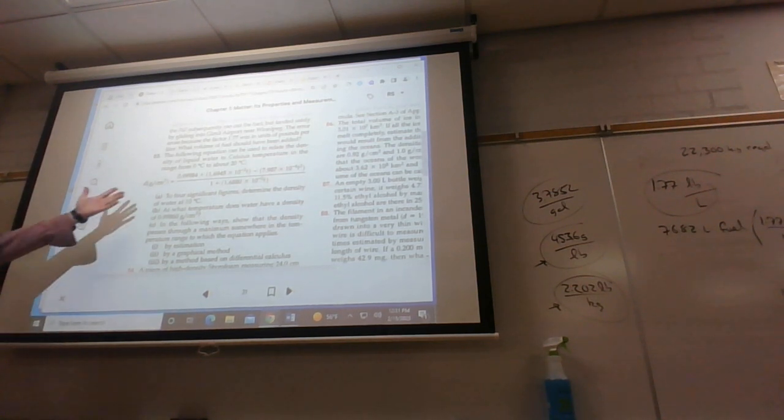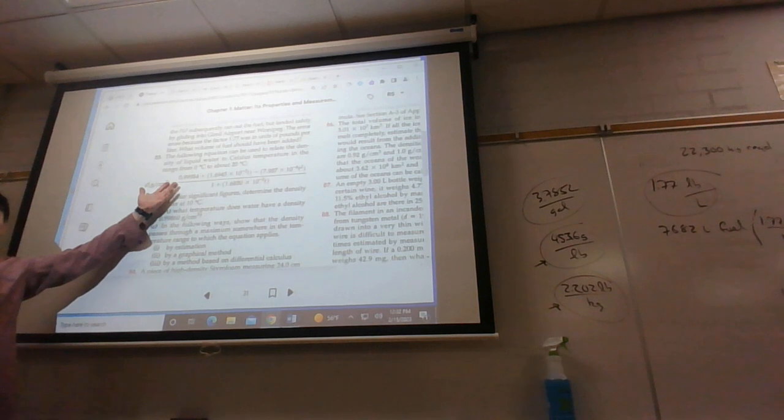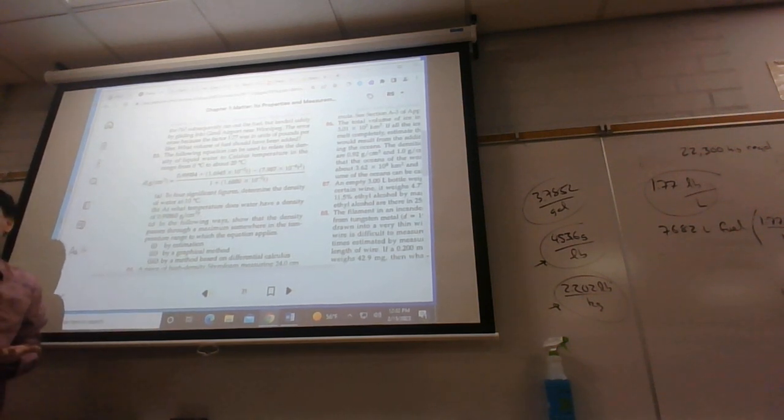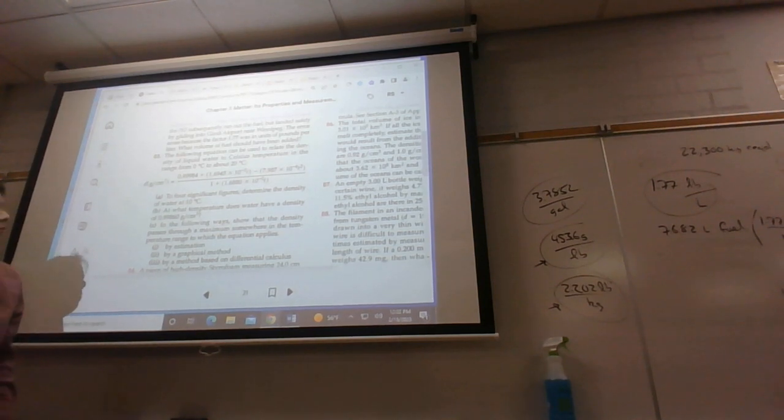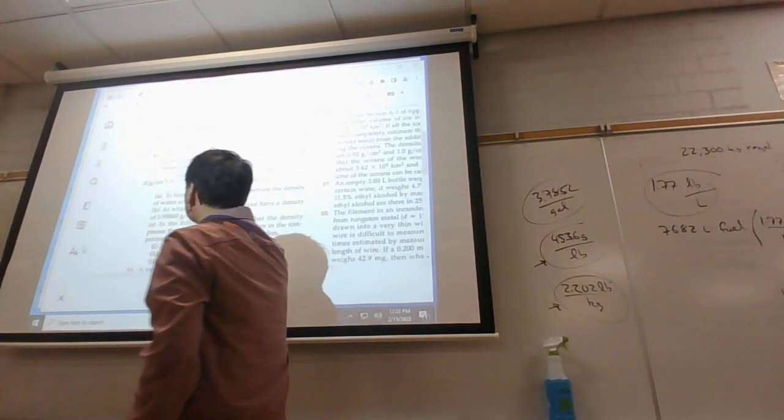So where did this equation come from? Theory? No, it came from observation. Therefore, we call it an empirical equation. This is empirical. This is just the equation that describes that. So let's look at A.